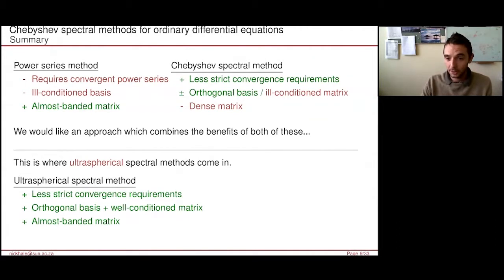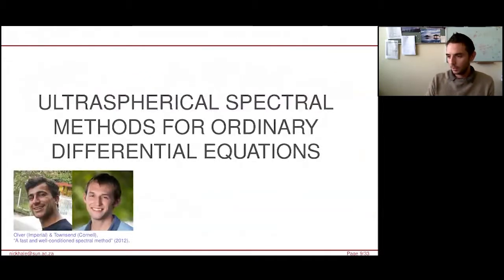So we'd like, obviously, an approach which combines these two and takes the benefits of both. We'd like to have nice convergence with an orthogonal and well-conditioned matrix, and an almost banded linear system to solve. And that's where ultraspherical polynomials come in, and I'll introduce them in a moment, but that's the aim. We want to try and combine the two good parts of these different approaches.